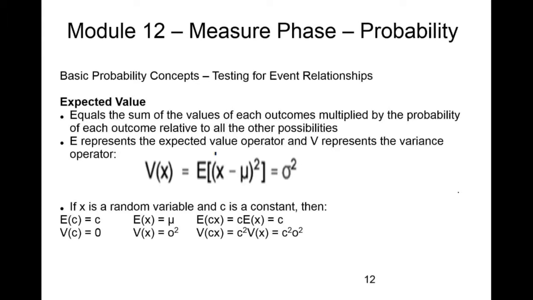Expected value equals the sum of the values of each outcome multiplied by the probability of each outcome relative to all other possibilities. E in this case represents the expected value operator, and V represents the variance operator. And there's the formula for that. And if X is a random variable and C is a constant, then you have this.